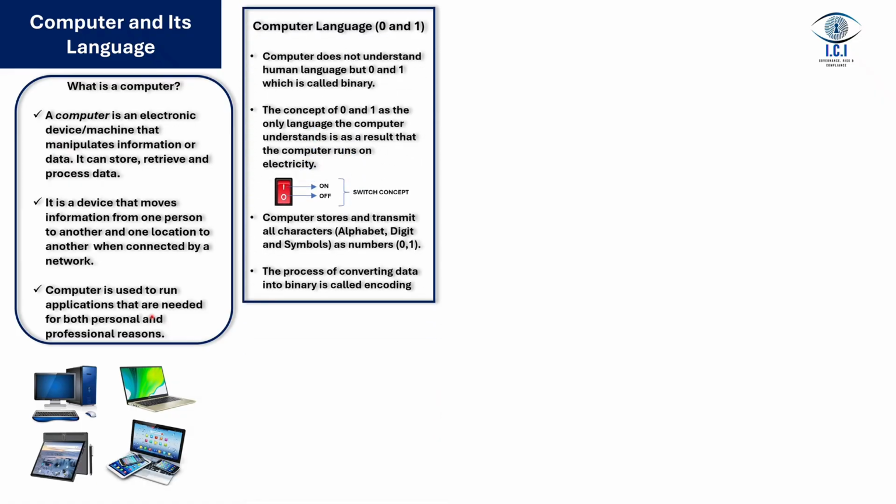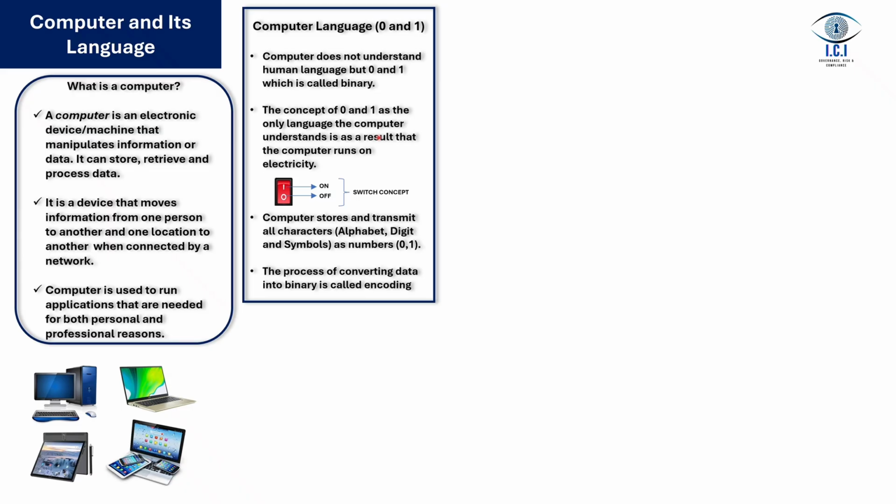Now, the next topic is computer language. What language does a computer speak? A computer does not understand human language, but 0 and 1, which is called binary. 0 and 1 is less than 2. So binary numbers are numbers that are less than 2 and not less than 0. So a binary number is 0 and 1. That is what they call binary, and this is the only language our computer speaks.